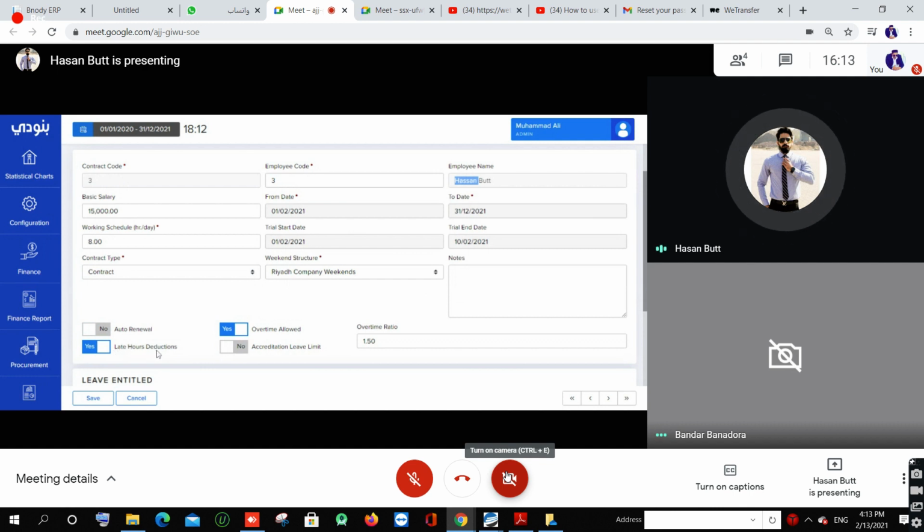So the late hours deductions will be applied to his salary. Right, brothers? Yes, right. And this is the accreditation leave limit. It means that, for example, one company is giving 30 days of leave per year. Okay, brothers? Okay. So it means that the accreditation leave limit, 30 days of 1 year, means 2.5 days per month.